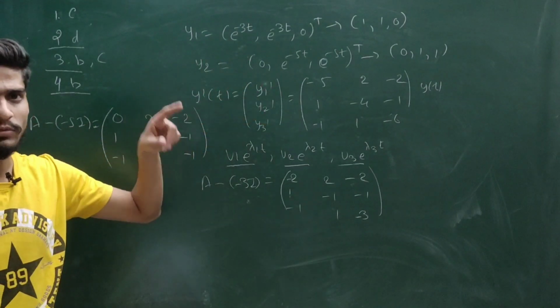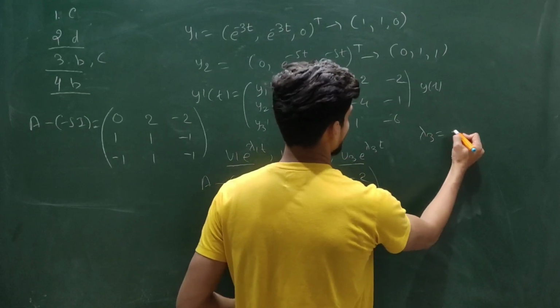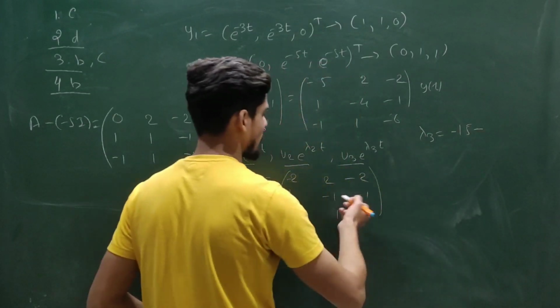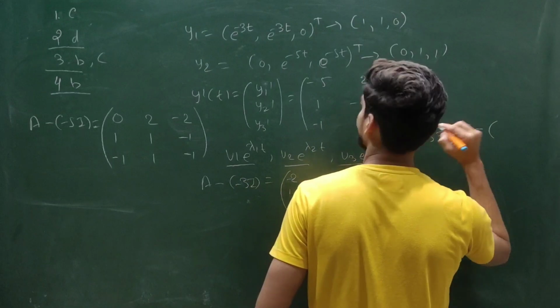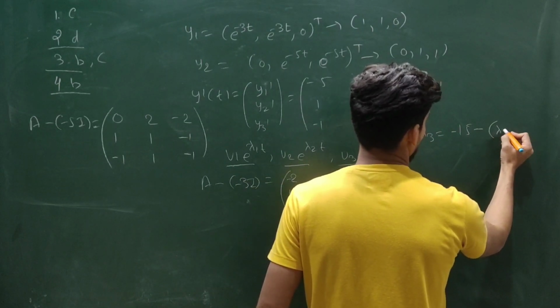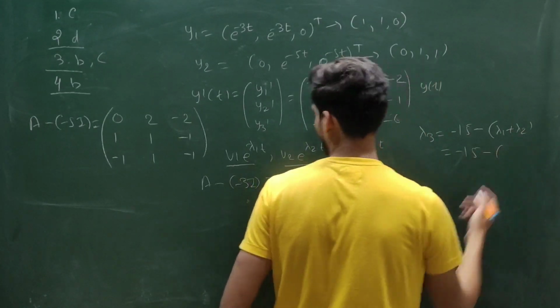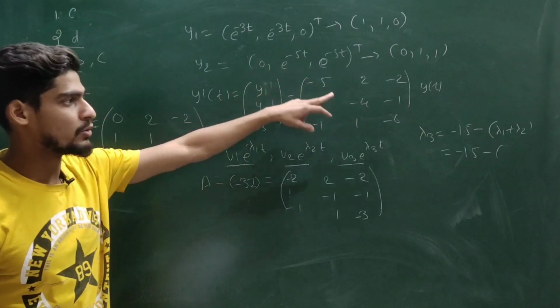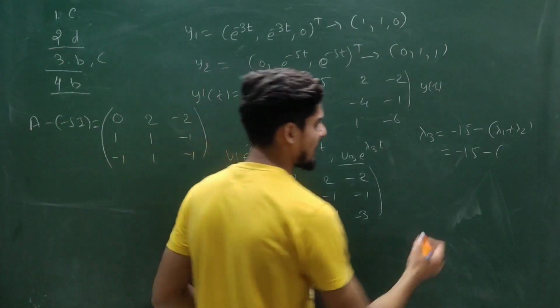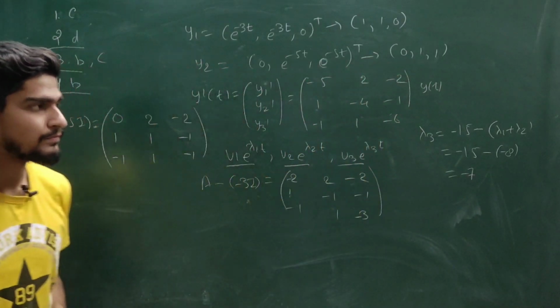Can you give me another eigenvalue? The last eigenvalue, lambda 3, will be the trace, which is -15, minus the sum of the eigenvalues, lambda 1 plus lambda 2. So this is -15 minus (lambda 1 plus lambda 2). Lambda 1 is -3, lambda 2 is -5, so -8. So you have -7 as the other eigenvalue.